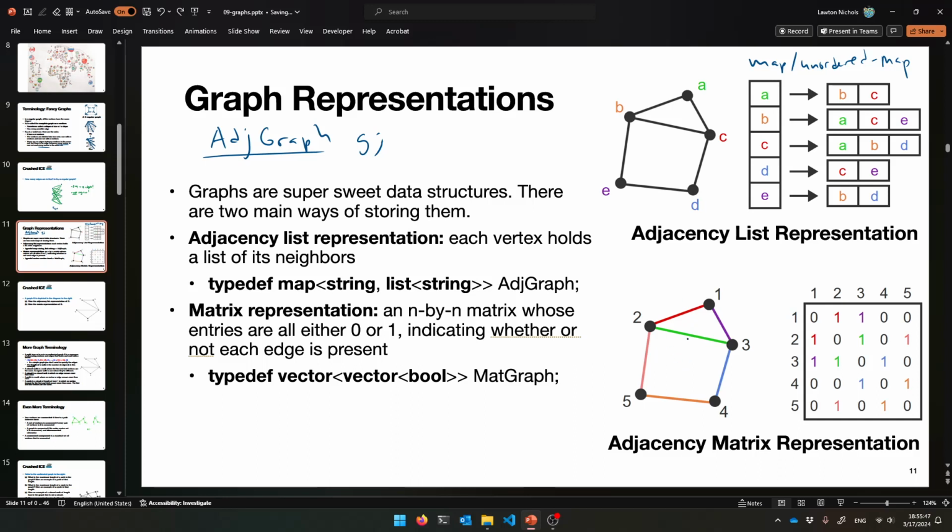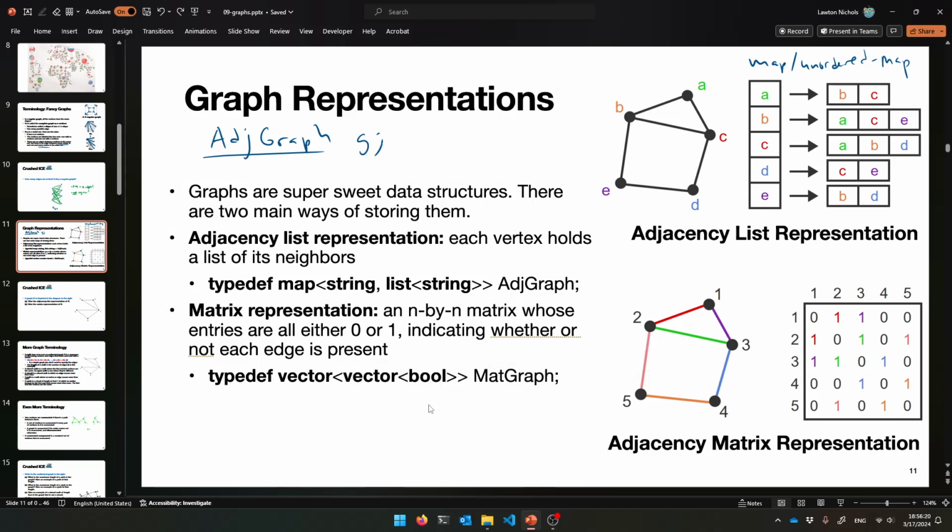All right. Similarly for 2 and 3, there's an edge between 2 and 3. So 2, 3, put a 1 there for true. And same with 3 and 2. Between 3 and 2, put a 1 there. True, there is an edge there. Anytime there isn't an edge, like between 1 and 4, for example, you just put a 0. So it's false. There is no way to get there. There's no edge there. Right? So that's that idea. And so this is a matrix representation. You could model it like this inside of a computer. It's just like a 2D vector. So it's a vector of vectors of bools.